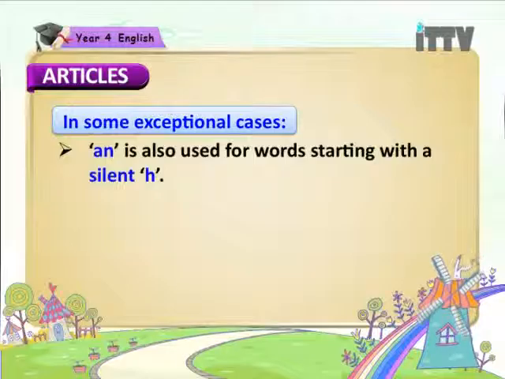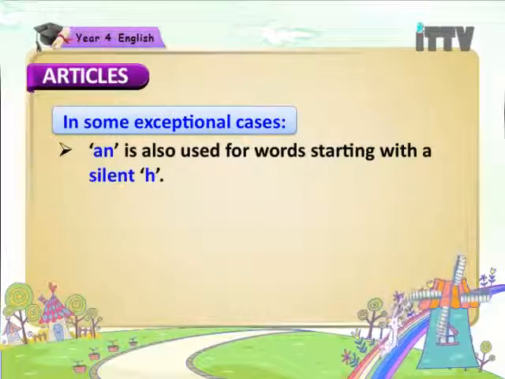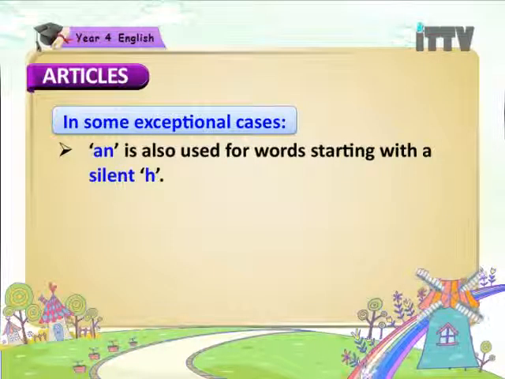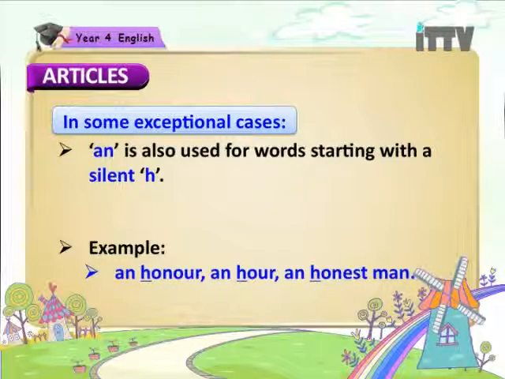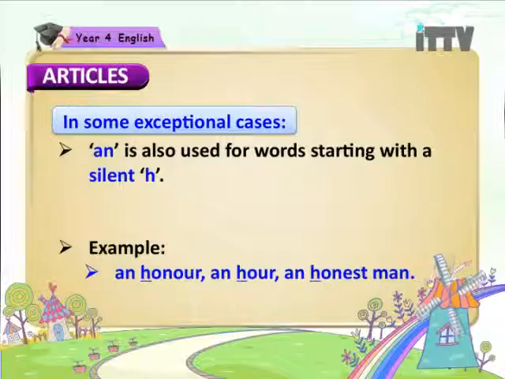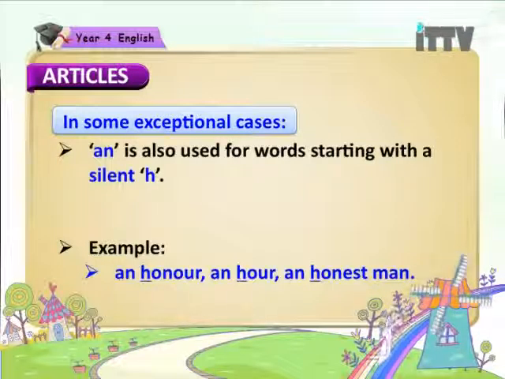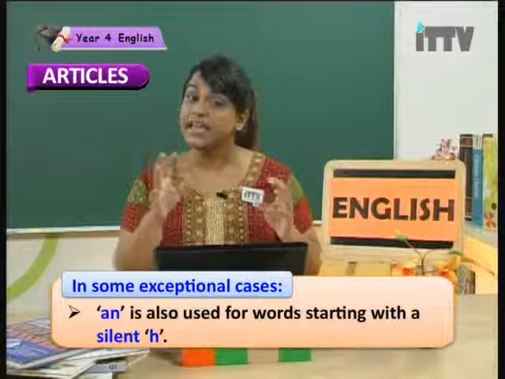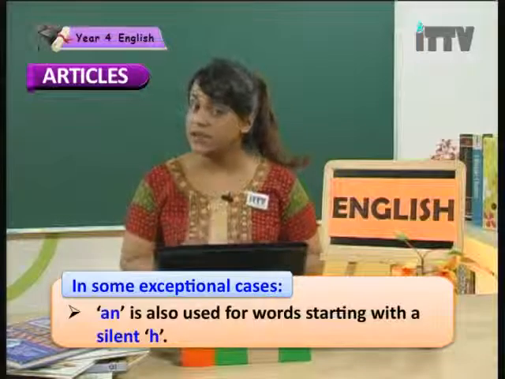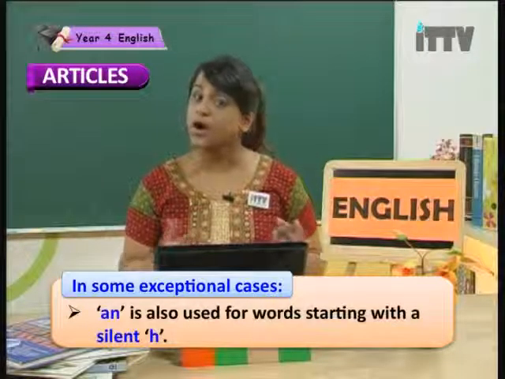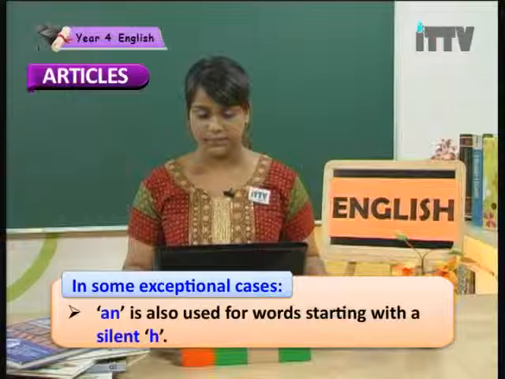In some exceptional cases, an is also used for words starting with a silent H. For example, an honor, an hour, an honest man. So there you go. An can be used if the word has a silent H. For instance, an honor, an hour, or an honest man.